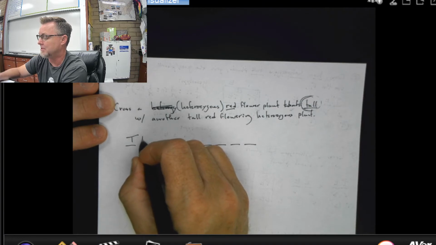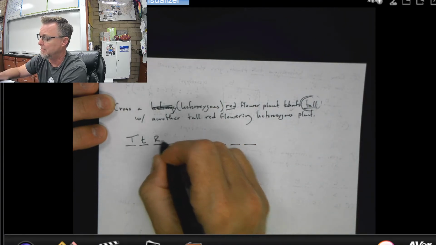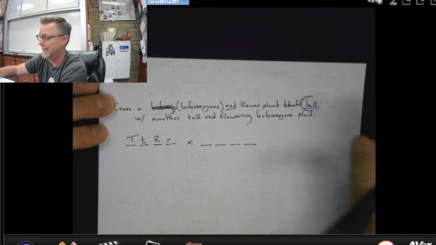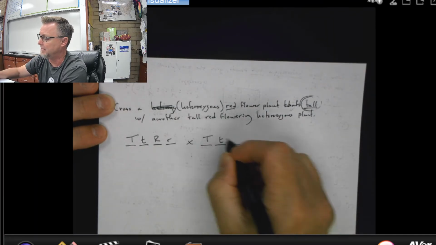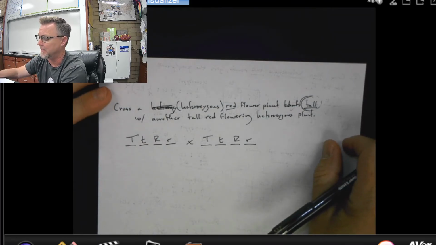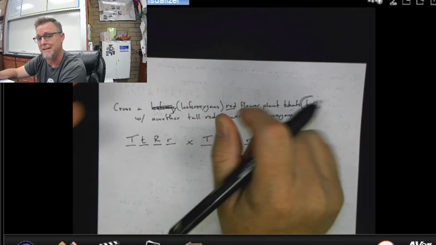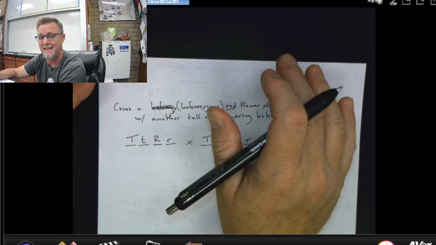But if you're heterozygous tall, it's big T, little t. If you're heterozygous red flowers, you're big R, little r, like that. Both parents are the same. Okay, now meiosis has to occur. And remember, if we're starting off with a cell that has 4 alleles in it, then each of the cells that meiosis produces has to have 2 alleles in it.